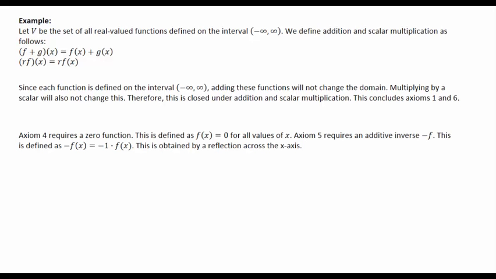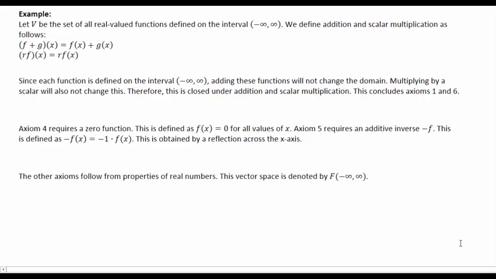Axiom 4 requires a 0 function. We'll just define this as the function f of x equal to 0. Axiom 5 requires an additive inverse negative f. We'll just define this as -1 times f, and this is obtained by a reflection across the x-axis. The rest of the axioms will follow from properties of real numbers. And this vector space is defined as F(-infinity, infinity). It's called the function space. The F is for function.